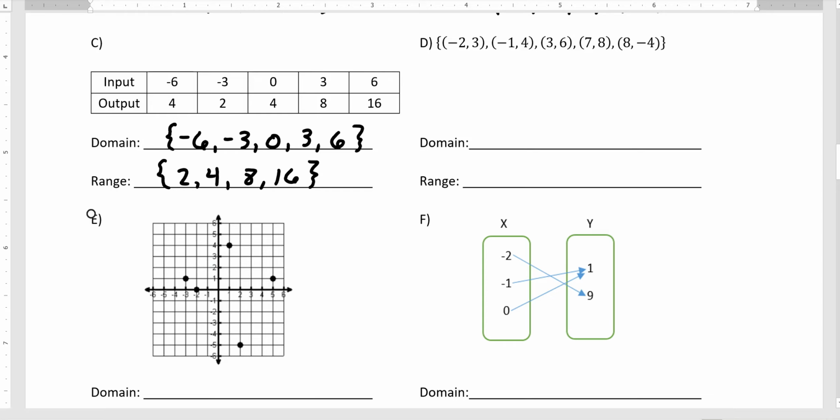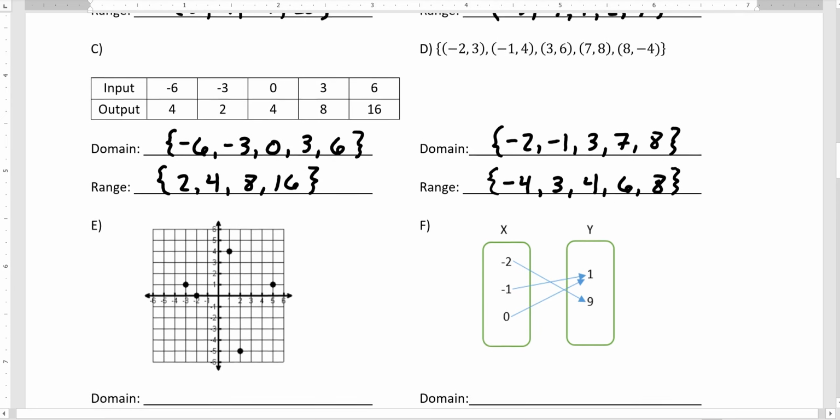All right, let's do letter D together as well. So domain is my set of x values. These are already in order, it looks like, from least to greatest, so that's very nice. -2, -1, 3, 7, and 8. Now my range is the set of y values from least to greatest. 3, 4, 6, 8. Oh, that -4 needs to go first. -4, 3, 4, 6, 8. There we go. All right.